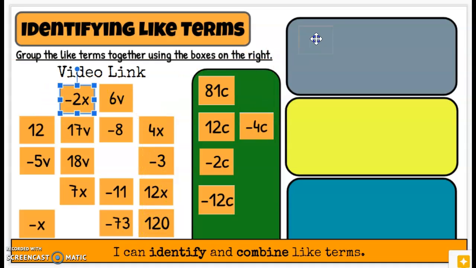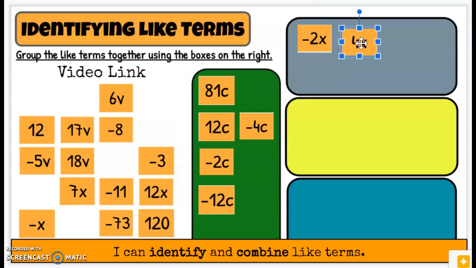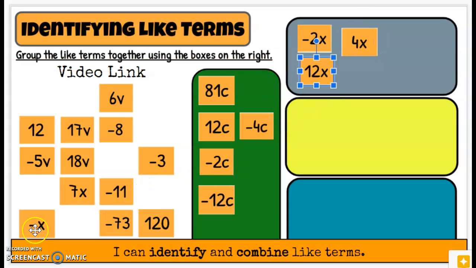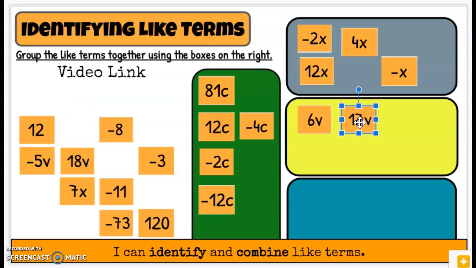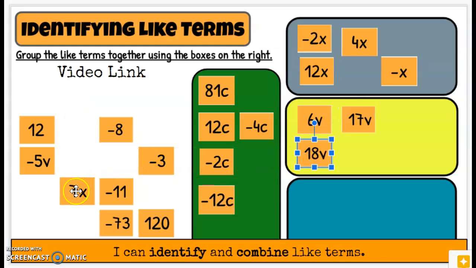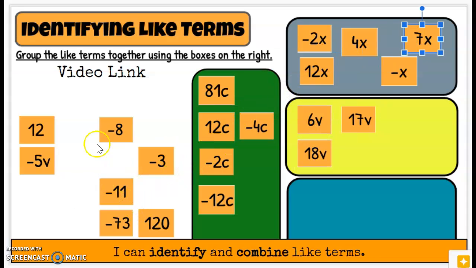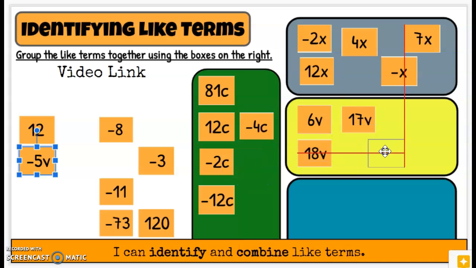Okay, so now I have a negative 2x. Anything with the variable x, I am going to drag over here on this side. X, x, x, x, x, and negative x. So there we go. Then I'm just going to go to the next one, 6v. Anything with a v, I'm going to drag over here. Click, hold it down and drag it over with your other finger. Oops, here's another x. See? We'll just drag that one up there. Anything else with a v, we're going to stick right here.